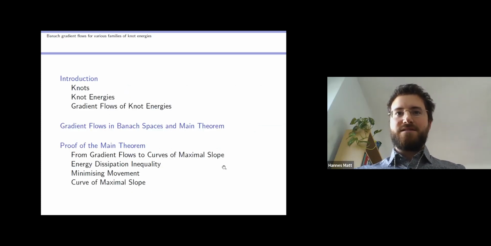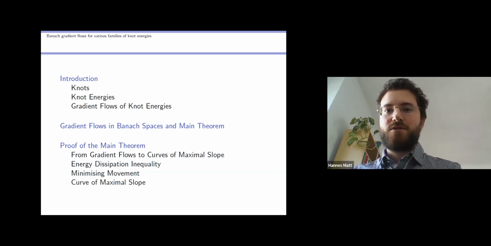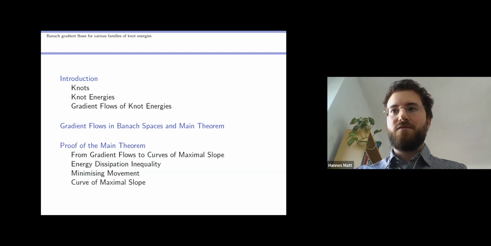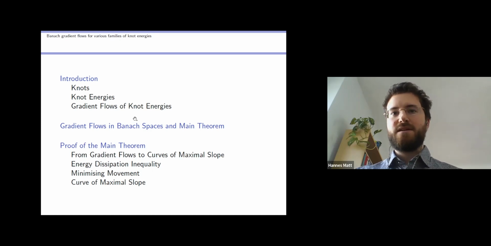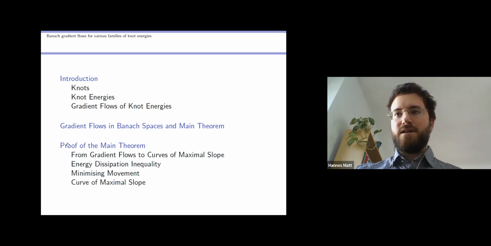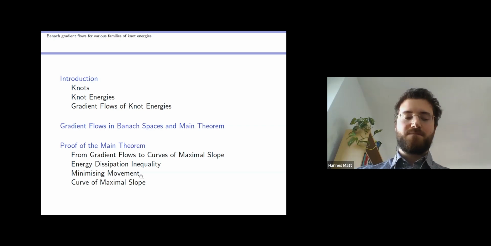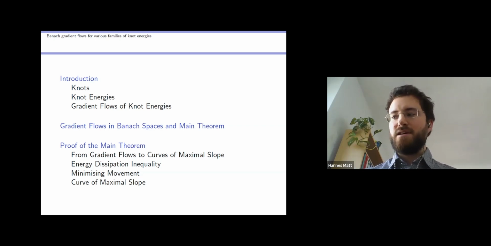Today I will talk about Banach gradient flows for various families of knot energies. I would like to start with a small introduction, explaining what the words in the title mean and giving a small overview of what has already been done. Then I will state our main result as gradient flows in Banach spaces, and then go on with the proof, which is based on the theory of curves of maximal slope and minimizing movements, which is basically a theory of gradient flows in metric spaces.